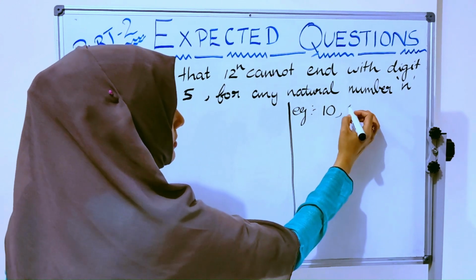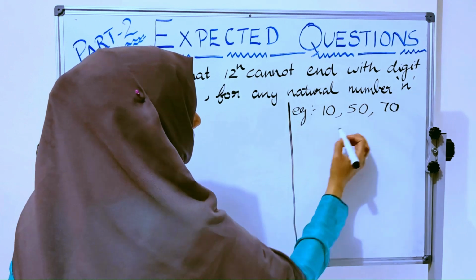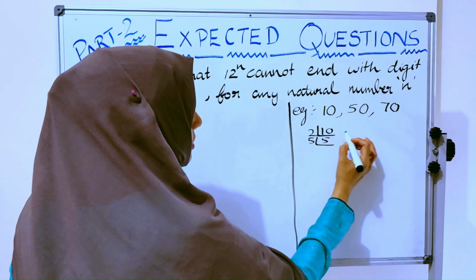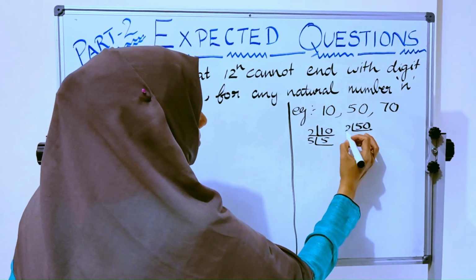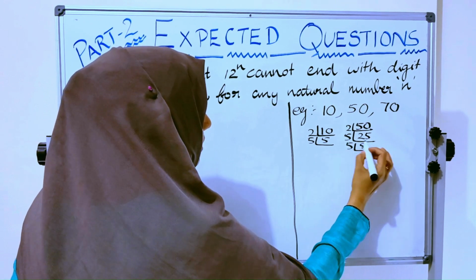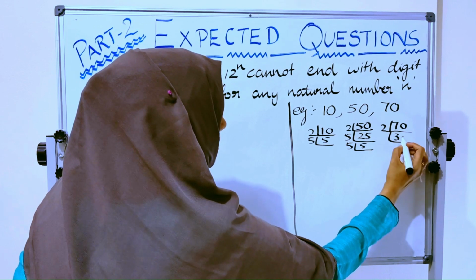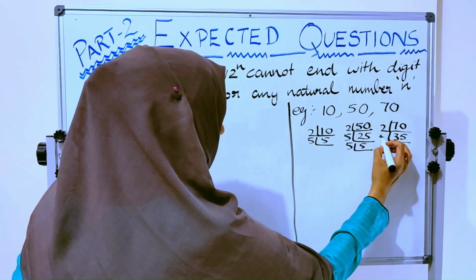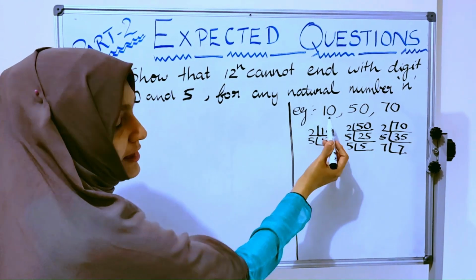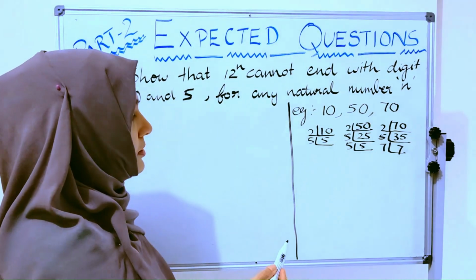Numbers ending with zero, for example, 10, 50, 70. When we factorize, 10 has 2 and 5. Similarly, factorizing 50 gives 25, 5, again 5. Similarly, factorizing 70 gives 2, 35, 5, 7. So when a number ends with the digit 0, 2 and 5 should be its factors.